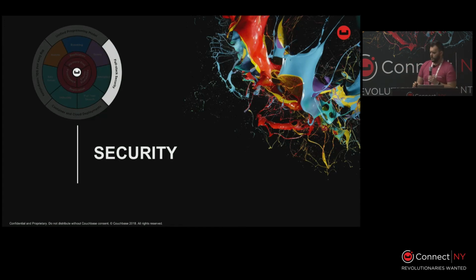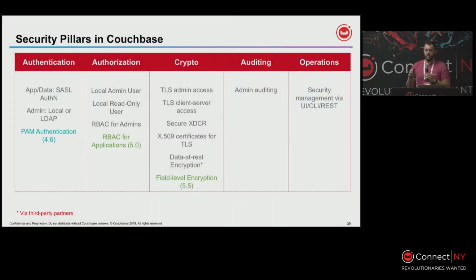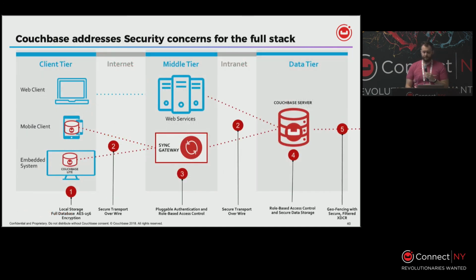The last thing we want to touch on here is security. The Couchbase Data Platform gives you security across your entire stack in terms of authentication: PAM, LDAP; authorization, with support for RBAC for applications added in Couchbase Server 5. In Couchbase Server 5.5, we now have field level encryption. We also have data at rest through many of our partners, TLS, obviously, administration auditing, log redaction, and full security management through the REST API.